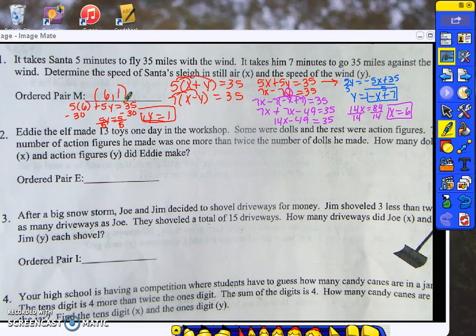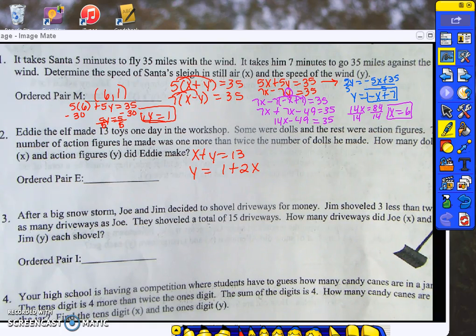So on your graphing sheet, you'll go to the right 6, up 1, and put a point. Label it Y. Eddie the Chef made 13 toys one day in the workshop. Some were dolls, the rest were action figures. So x plus y equals 13. The number of action figures he made, which is y, was 1 more than twice the number of dolls.